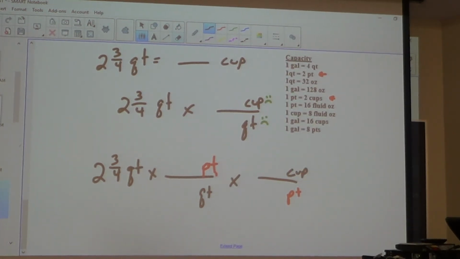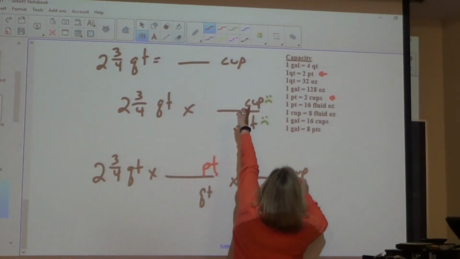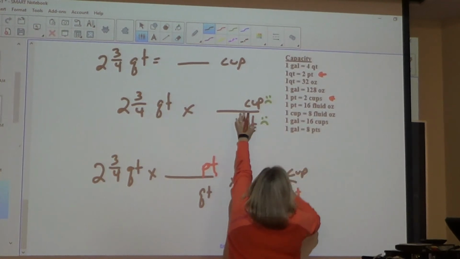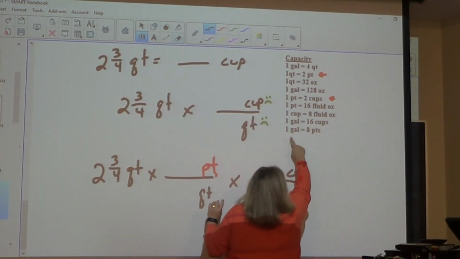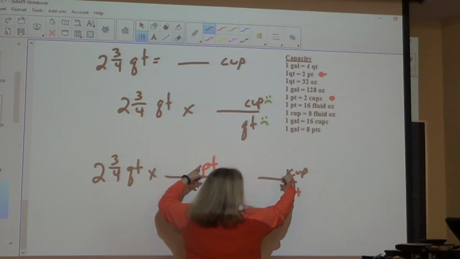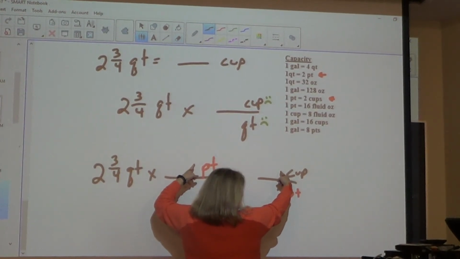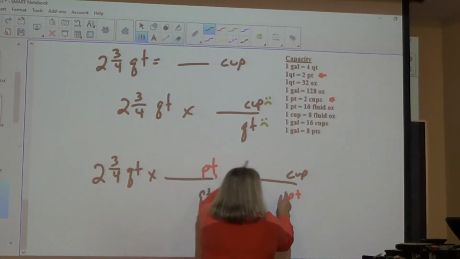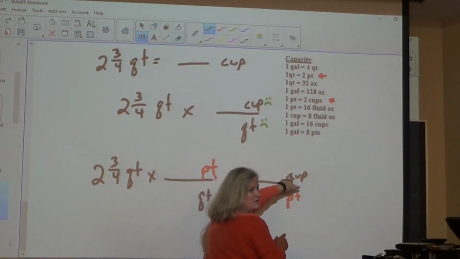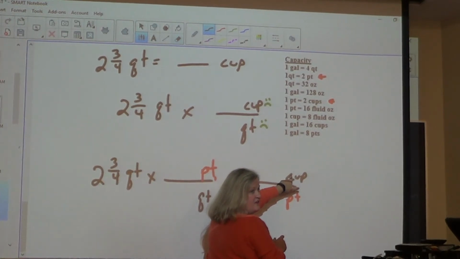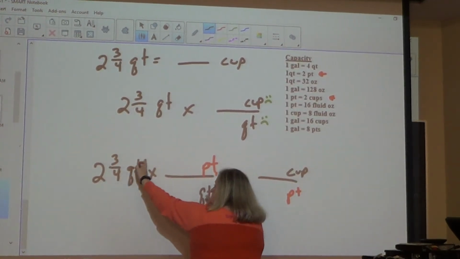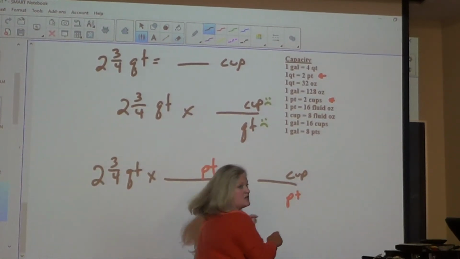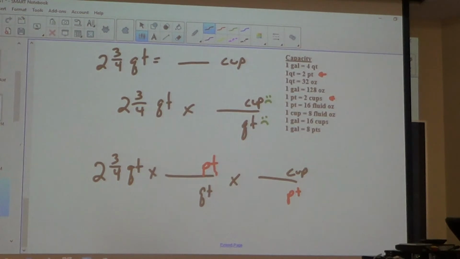All your other problems had a sentence that said 1 quart equals blank cups. This one doesn't have that. So if you cannot find your conversion, you're going to have to do 2 conversions. So quarts could turn into pints, but pints have to turn into cups. Is that cute? Okay, so quarts turn into pints. Pints turn into cups. So we have to use 2 conversions.